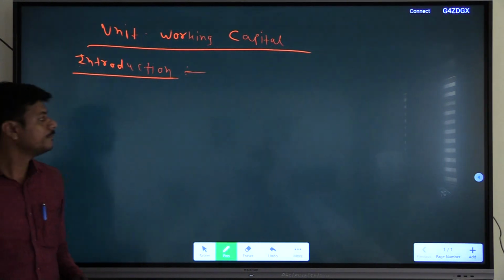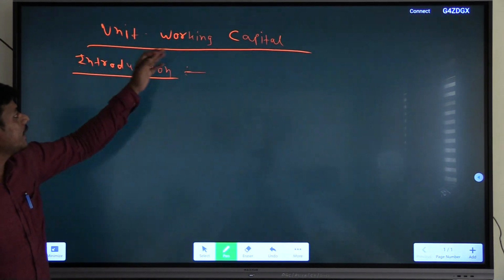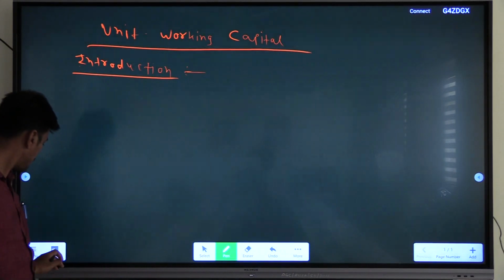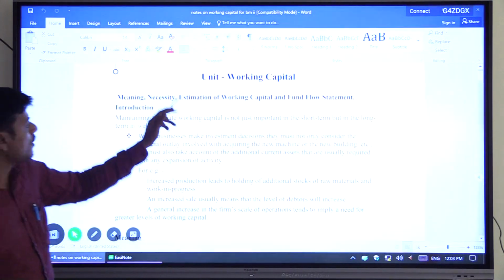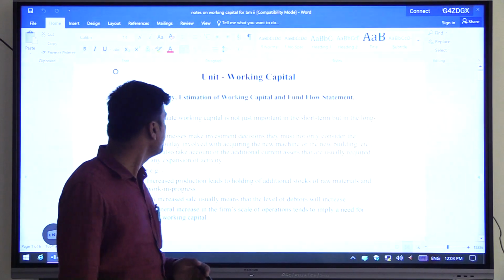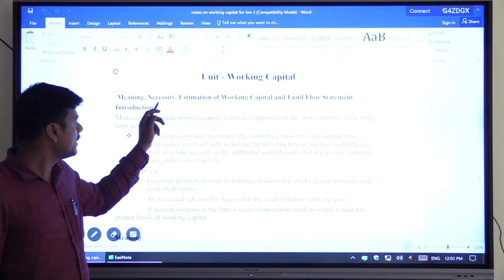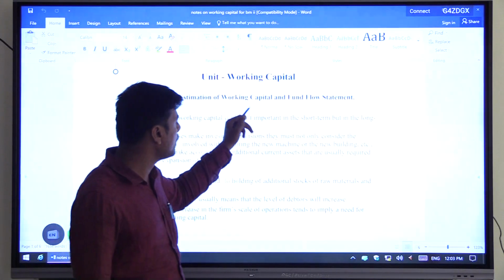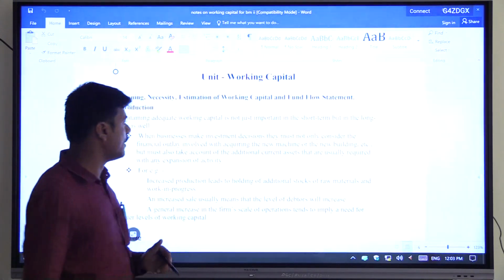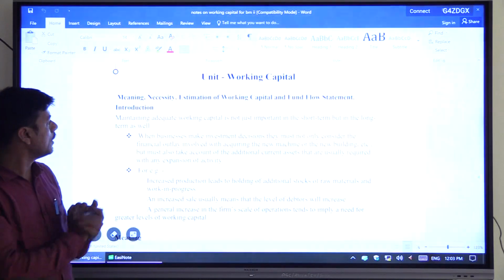Good morning, students. Now here we are going to start the new topic, working capital. First of all, which points are we going to consider in this unit? First one is the meaning and necessity of working capital, estimation of working capital requirement, and fund flow statement. All these points we will consider in this particular unit.